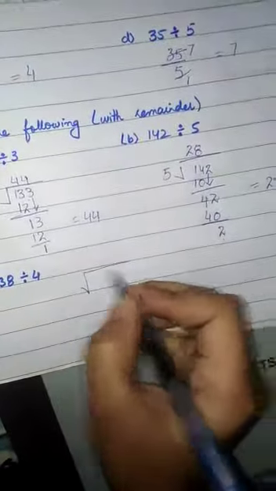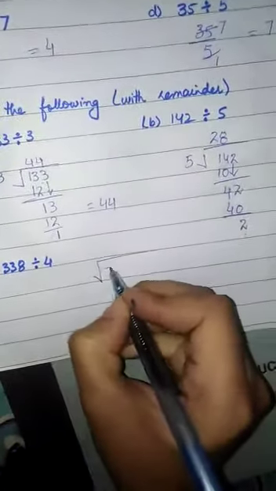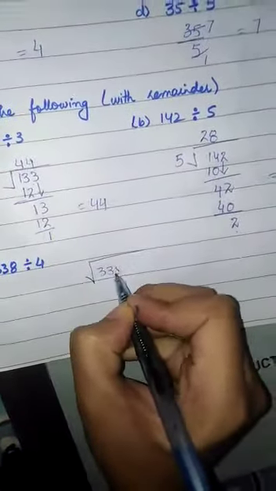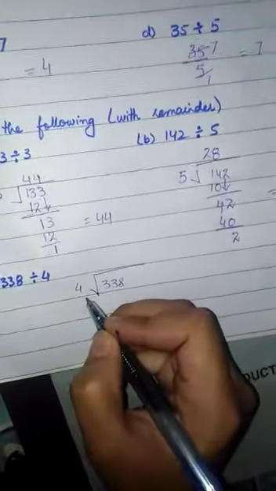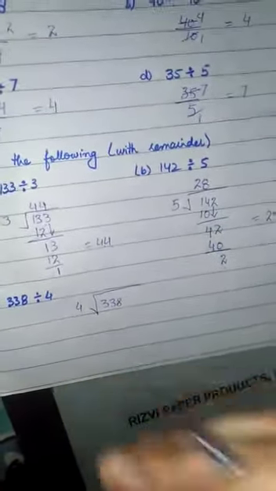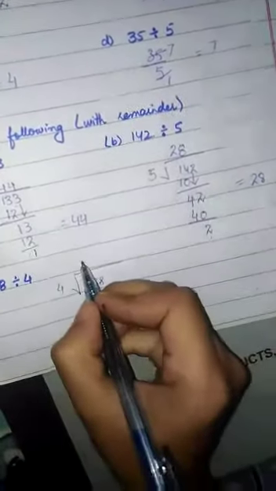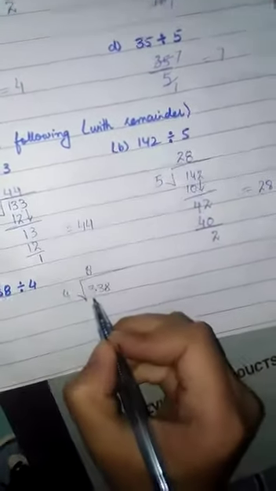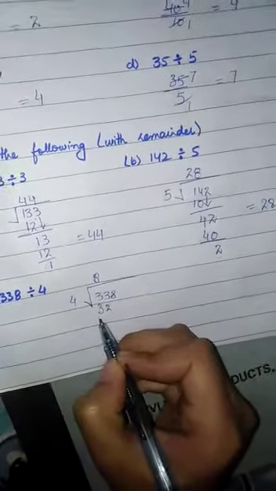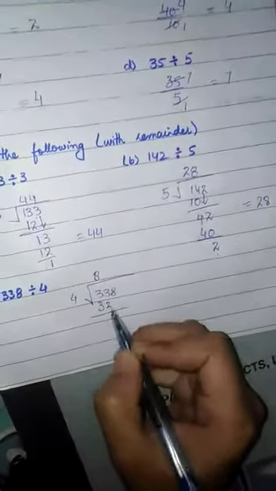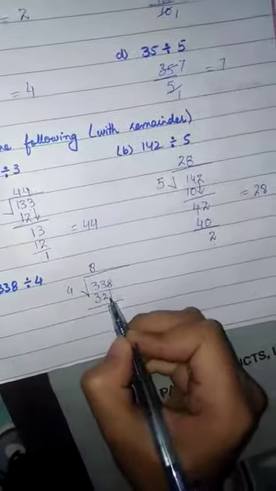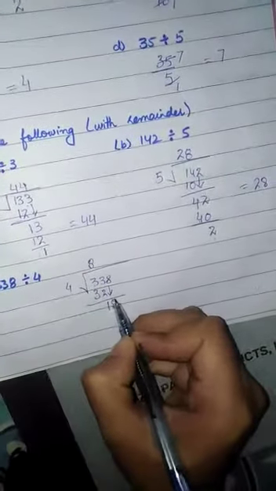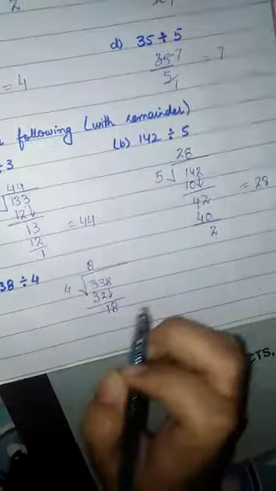Now come to part C. What we have to do is divide 338 by 4. Now we have to count the table of 4 as usual. 4 times 1, 2, 3, and so on. Then we know that 4 times 8 equals 32. So 1 is left over. We have to write 1 over here, and we have to drop 8 down, because 3 minus 3 equals 0, and then there is no need to write the 0 over here.